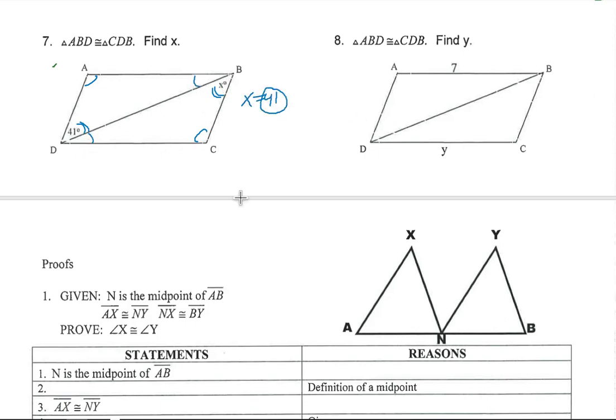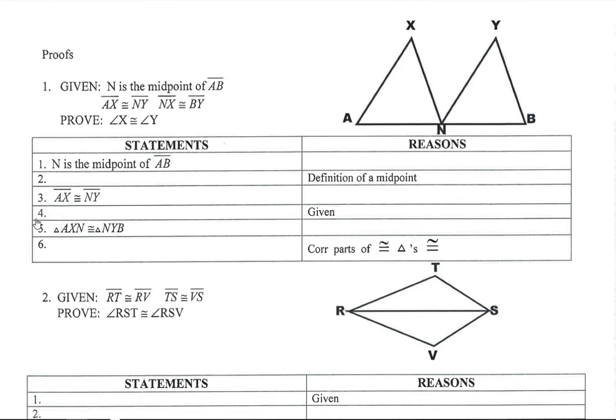Because you can see that those are corresponding angles, or alternate interior angles. Here we want to find out what y is. Y is obviously equal to 7. That's kind of like a no-brainer. Let's look at these proofs.